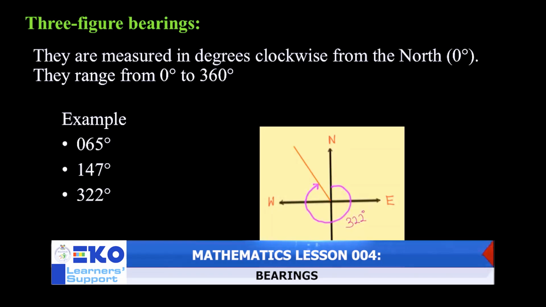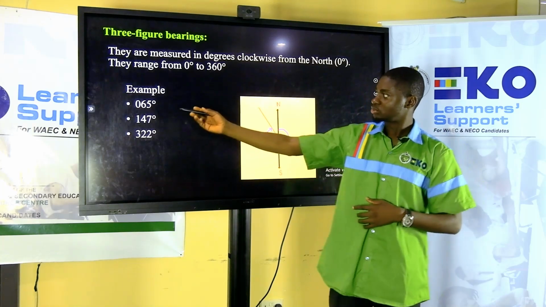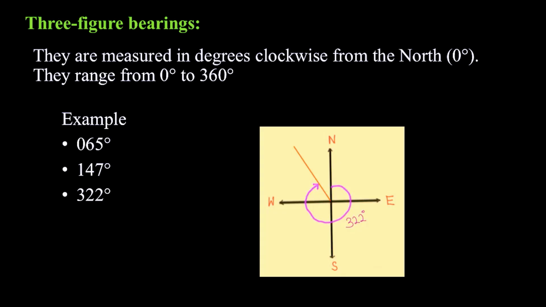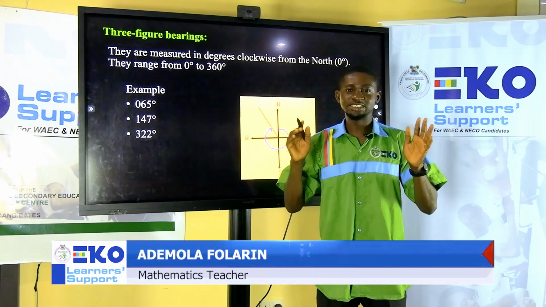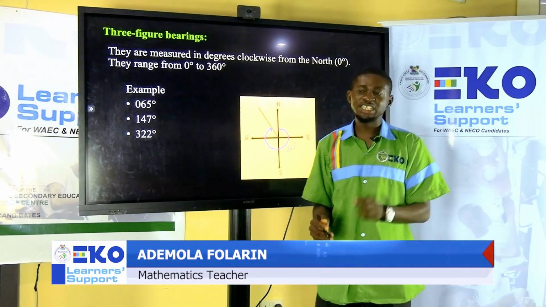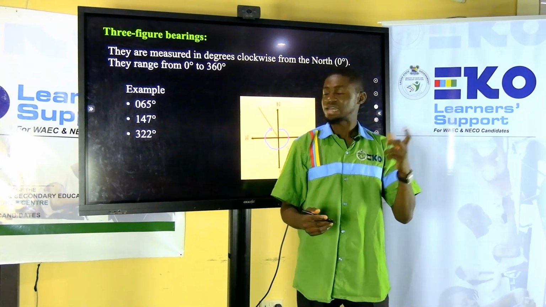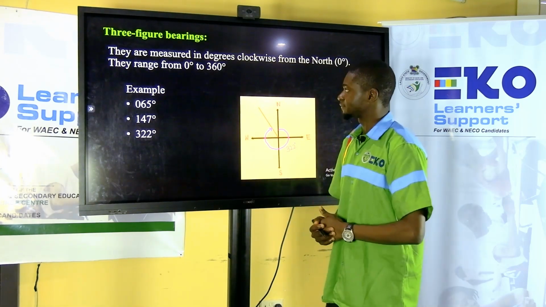3 figure bearings are measured in degrees clockwise from the north. They range from 0 to 360. That's 3 figure bearing. So you take note of the example. The 3 figure bearing does not have northeast, northwest, southeast, or southwest like the compass bearing. So when you are just seeing the angle this way, it is 3-digit bearing or 3 figure bearing. But when you see north 57 degrees east or south 21 degrees west, that is compass. So take a look at this example here.